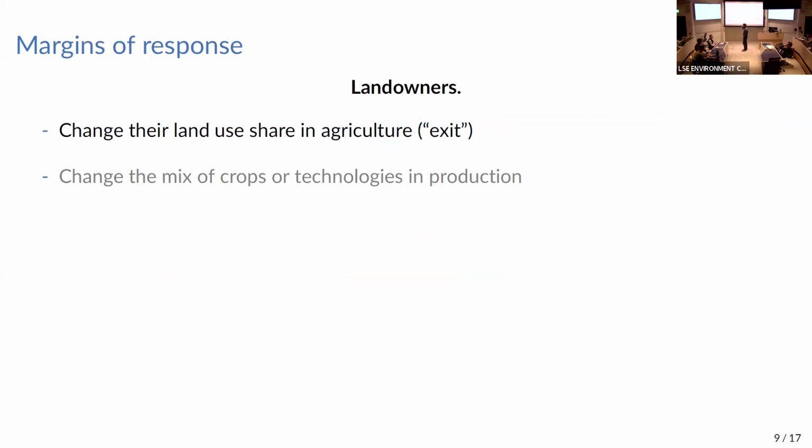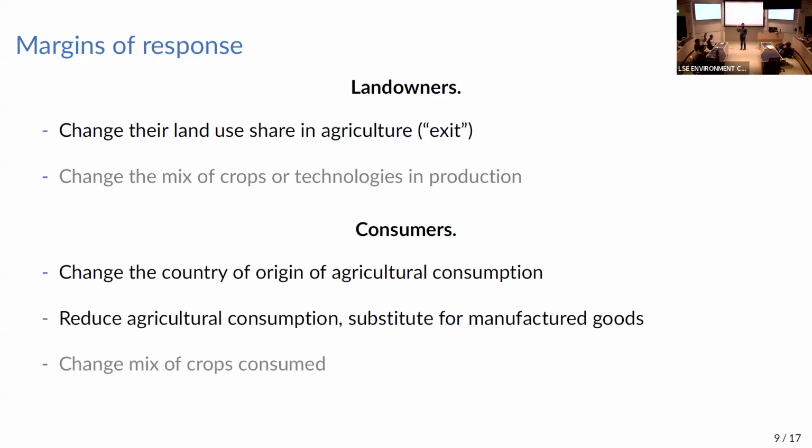So landowners are only going to be able to change their land use decisions. You should think of this as basically being equivalent to landowners either choosing to enter or exit agriculture. There's no intensive margin of how much of a crop I'm producing. Once they go into agriculture, they can't go back to forestry. They can abandon their land, but it won't regrow forest. Consumers are going to be able to do one of two things. They can change where they're buying agriculture from, or they can substitute some of their agriculture for manufactured goods.